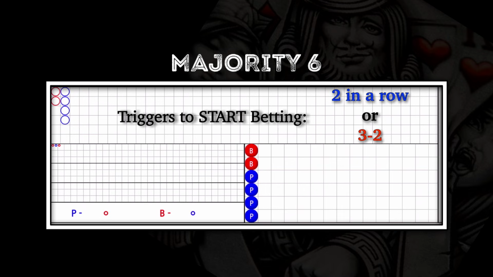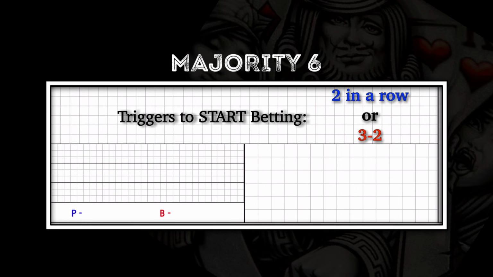If a player does not show up and we get a banker instead, I would have 3 losses on a column because it would have tied 3-3. And yes, playing this way can give you a maximum of 3 losses per column instead of 2. But it is totally fine with me because I believe this is the best way to play the majority 6. Okay, let's go through another scenario.